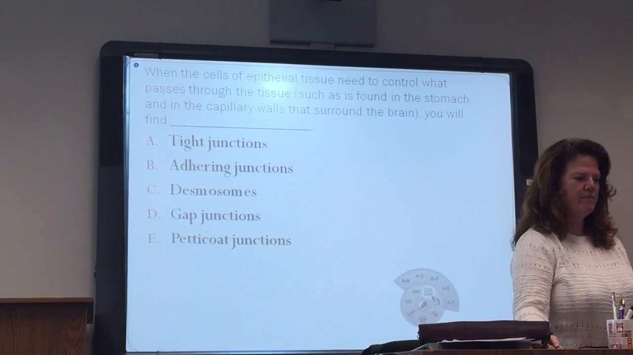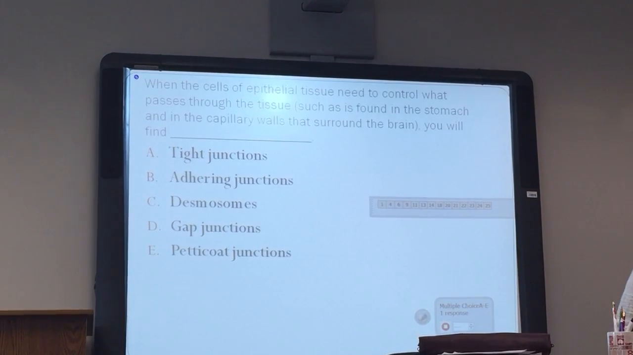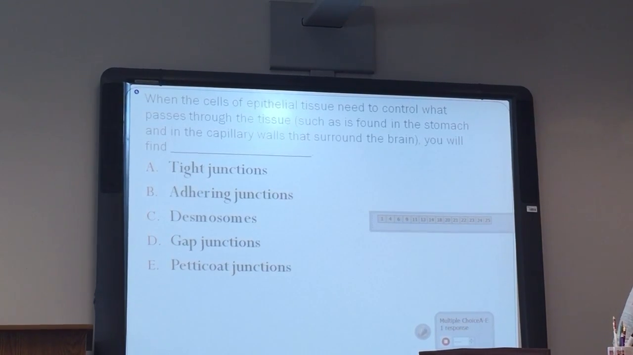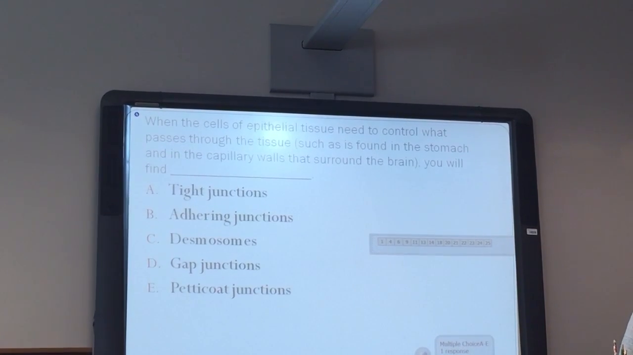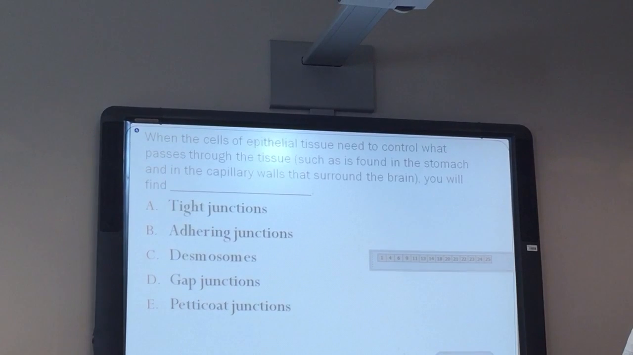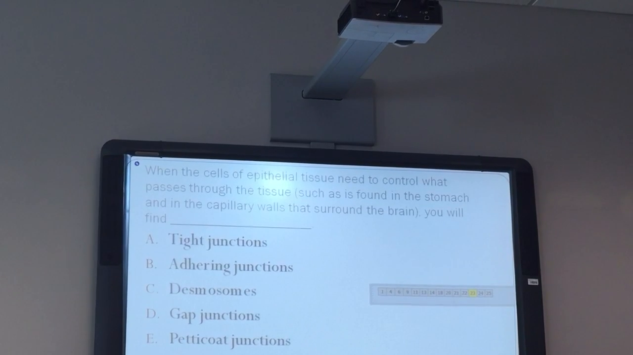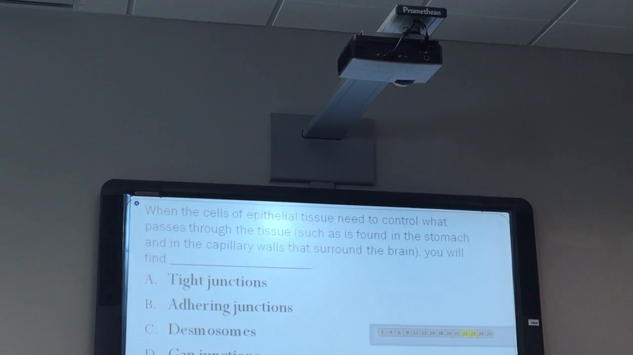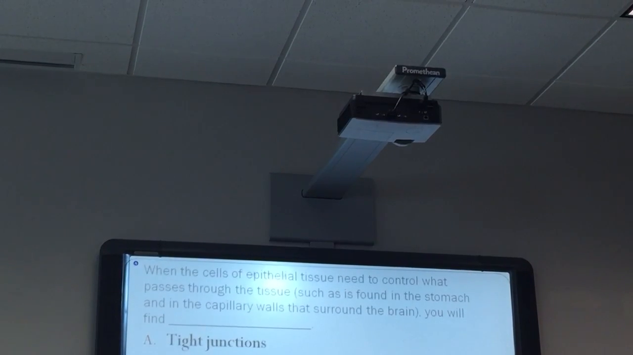That font's a little small. When the cells of epithelial tissue need to control what passes through the tissue, you will find what kind of junction? The example I give you is the blood-brain barrier, the capillary walls that surround the brain. So what kind of junctions would you see in the epithelial tissue that makes up the capillaries that serve the brain? I'll be interested to see if anyone marks E as a correct answer.